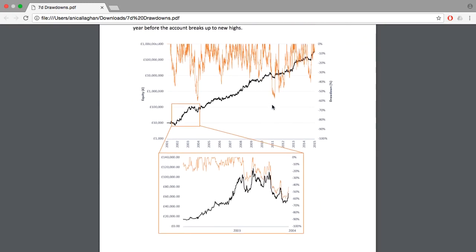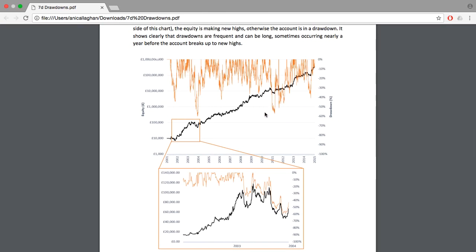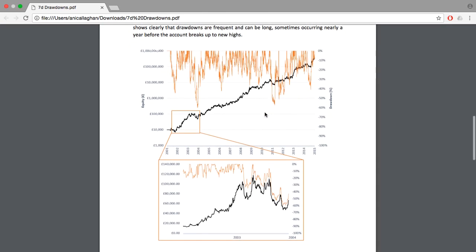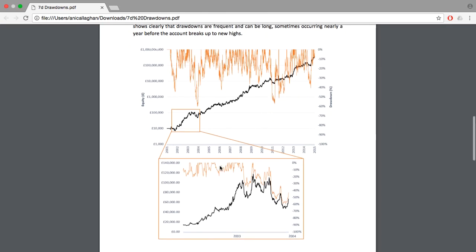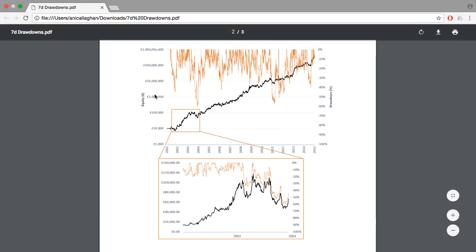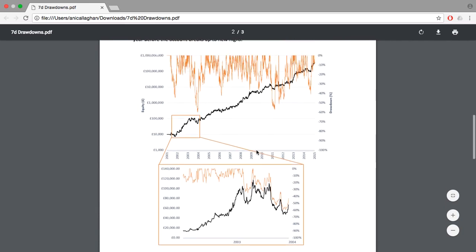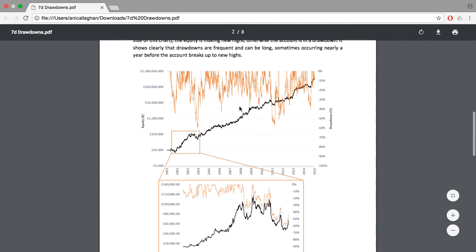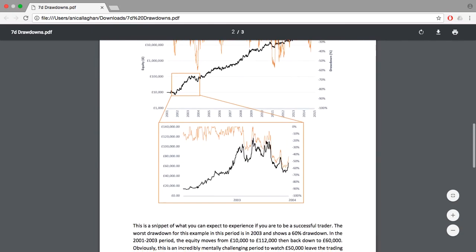So what we've got here is the equity chart for a system we backtested for 15 years for 30 markets. We've got about 3,000 trades here, and on the left hand side is the equity profile, and on the right hand side is the drawdown. The black line is the equity and the orange line is the drawdown. You can see it's a very profitable system, but it also has very high drawdown. We have several drawdowns that go beyond 50%, and the area I've highlighted here is the worst drawdown period, and it goes all the way down to 60%.